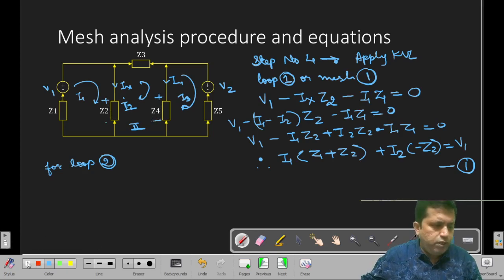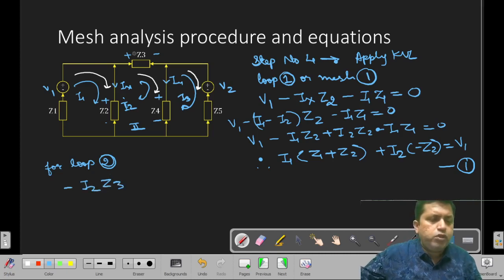Now we will see the direction of KVL. This is the direction of KVL. Okay, see here. Now see that loop 2 will start from Z3. Current in Z3 is I2. So plus to minus means minus I2 Z3. This is plus to minus, so voltage drop. Voltage drop is current into impedance.